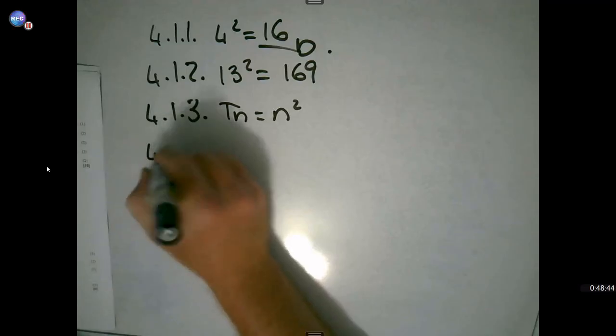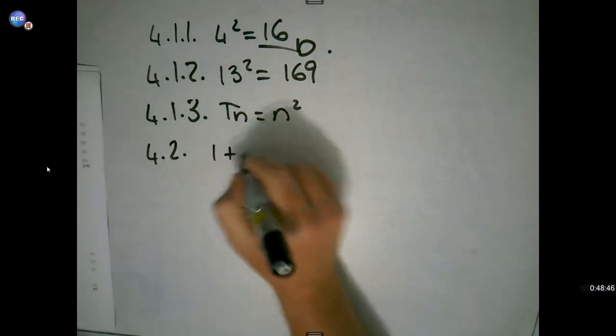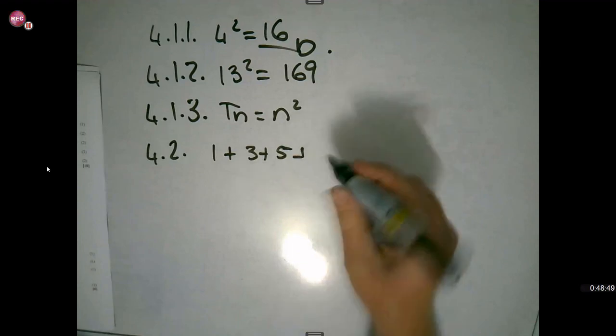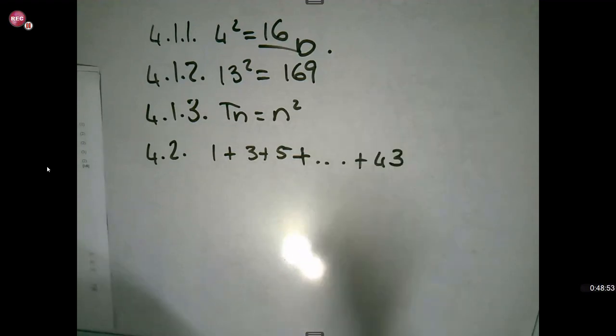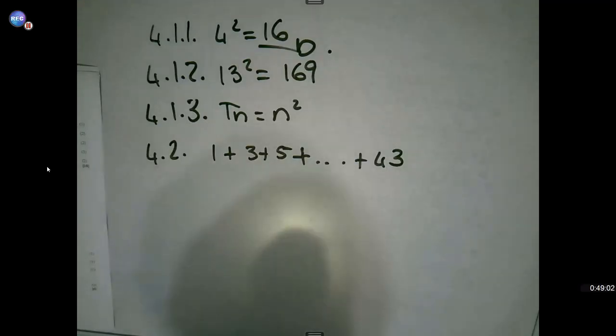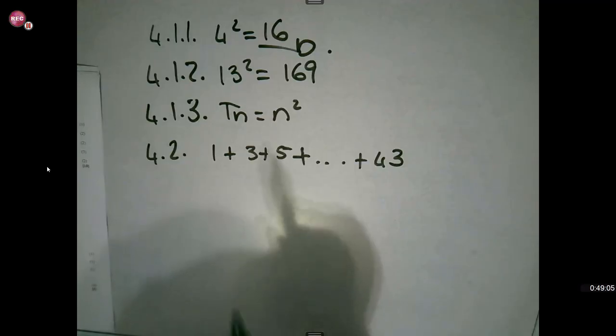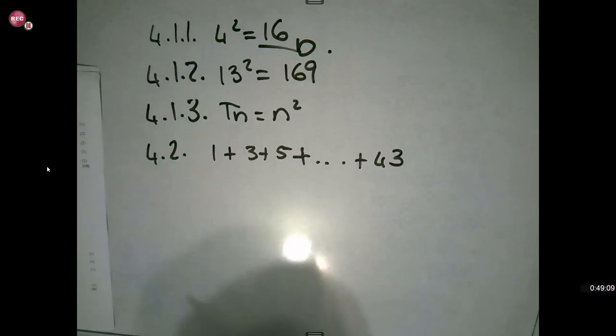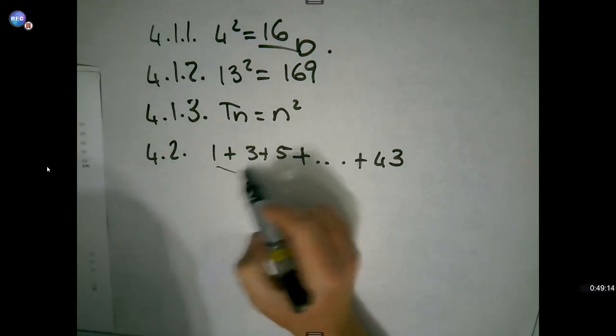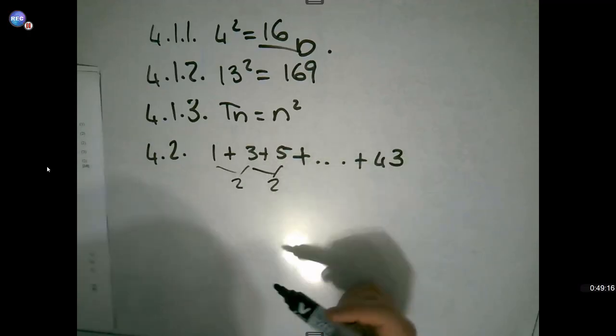So for 4.2 they give you this: 1 plus 3 plus 5 plus and so on up to 43. And they say, hence or otherwise calculate the value of that. So, first things first, you need to find the general rule for this. 2n minus 1 will work, because the difference here is 2 every time.